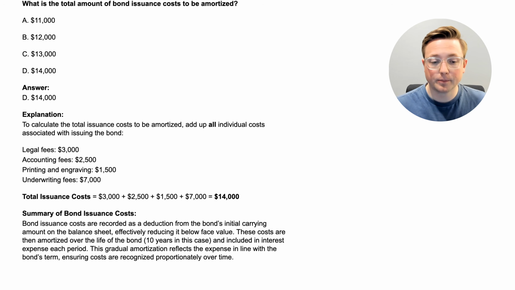Okay, let's go here. Legal fees plus the accounting fees plus the printing and engraving plus the underwriting fees. So everything. You add that all up together, that's $14,000. So that's the easy part. Let's talk a little bit about what you do with bond issuance costs.